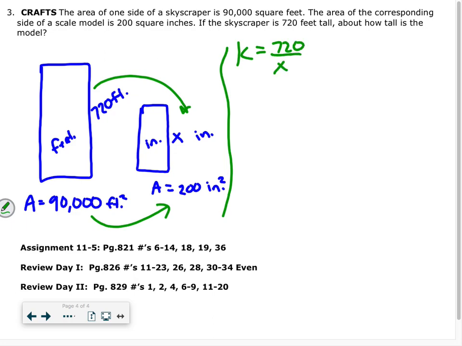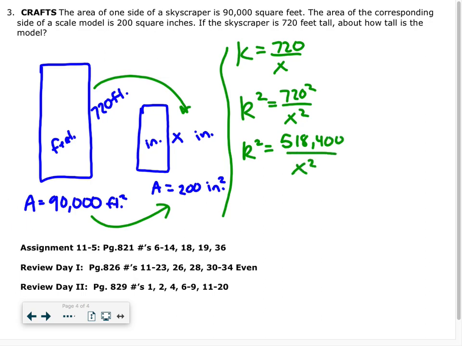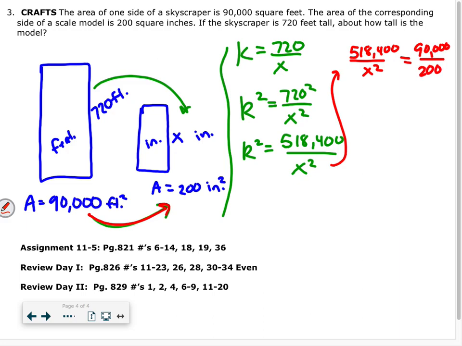Because we're talking about areas, we need to take our scale factor and square it. So 720 squared over x squared. 720 squared is going to be a pretty large number, 518,400 over x squared. Now we're going to use that to set up a proportion with the areas. So there's our scale factor squared. We went from here to here, so we have to go 90,000 on top and 200 in the bottom. And we're going to cross multiply.